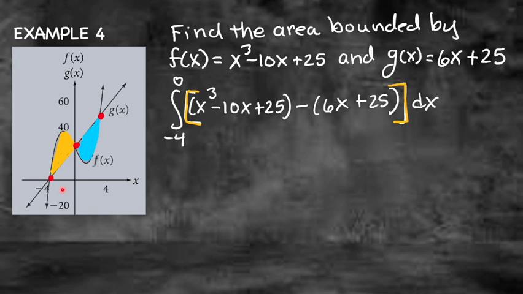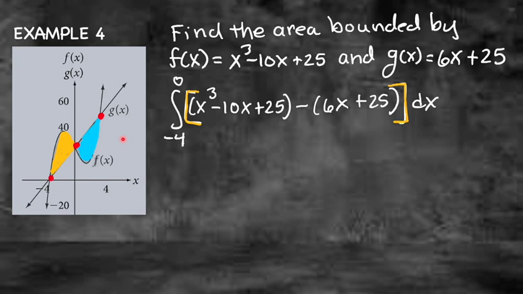Now, we're looking at the whole interval from -4 to 4 because we want to get the total area that's bounded by those two curves. However, from -4 to 0, we notice that f of x is on top. So we need to set up a separate integral for the yellow area, because then when you look at the blue area, the line is on top. We can only have one upper function on each interval. So we're breaking it up into smaller intervals, and then we just add those areas together.